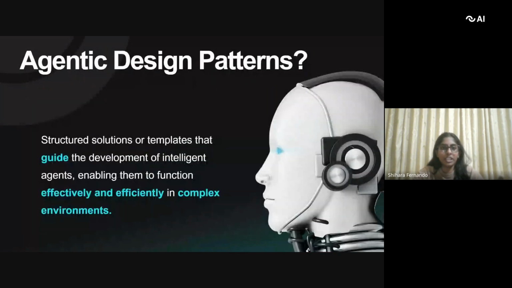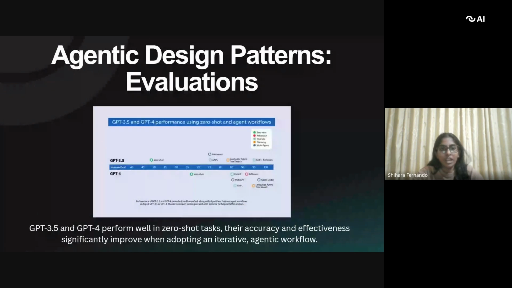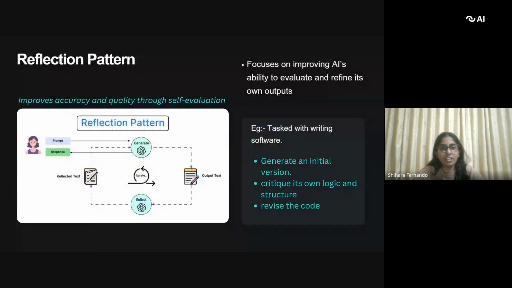So let me start with the agentic design patterns. An agentic design pattern is something like a guide or a blueprint in order to develop an intelligent agent effectively and efficiently in complex environments. So here I have included an image showing the evaluation some people have done of these agentic design patterns. They have used GPT 3.5 and GPT 4 and shown how efficient and effective the usage of these agentic design patterns is. So let me start with some agentic design patterns.